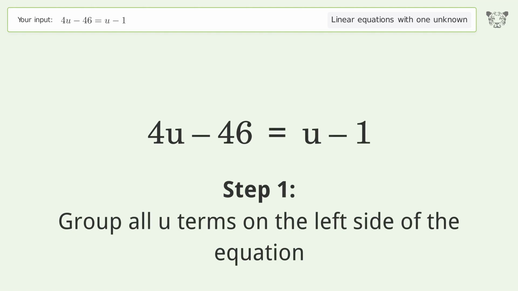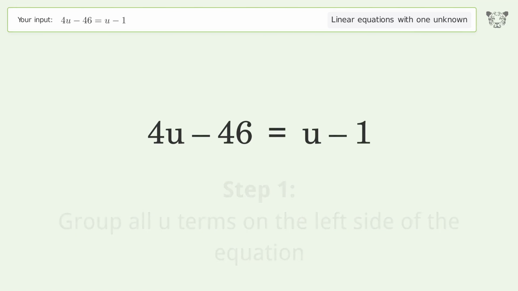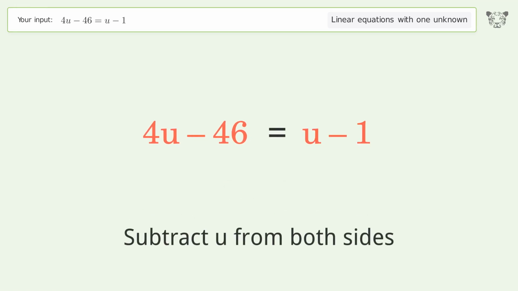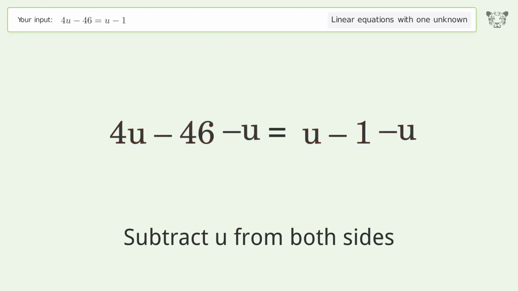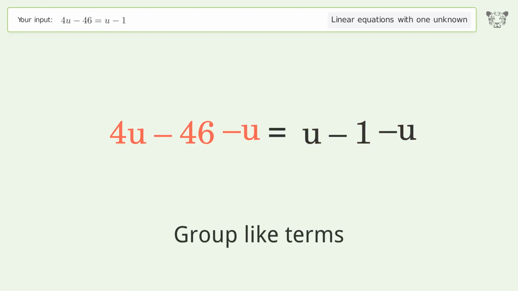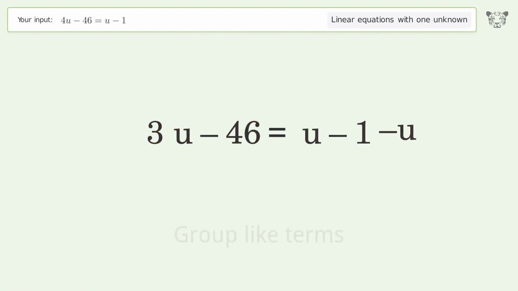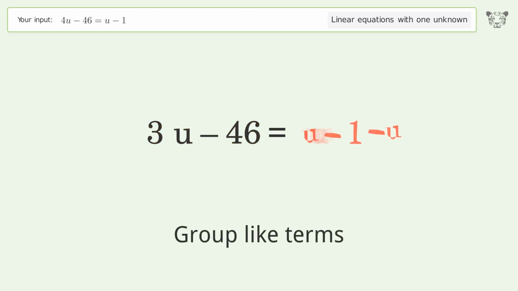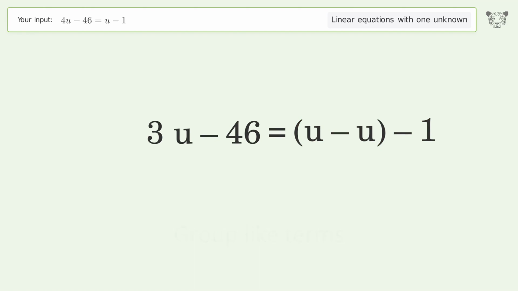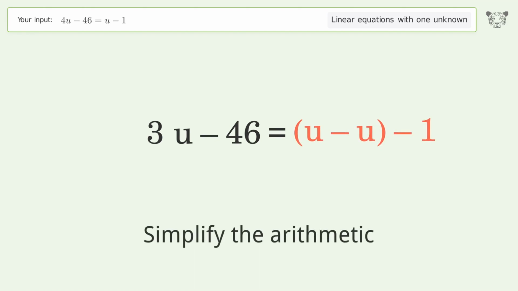Group all u terms on the left side of the equation. Subtract u from both sides. Group like terms. Simplify the arithmetic. Group like terms. Simplify the arithmetic.